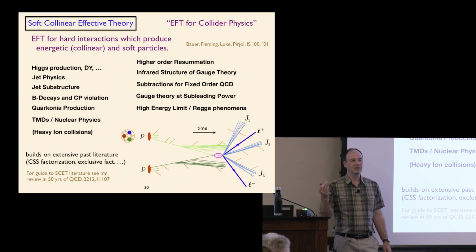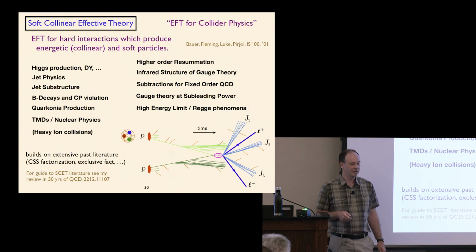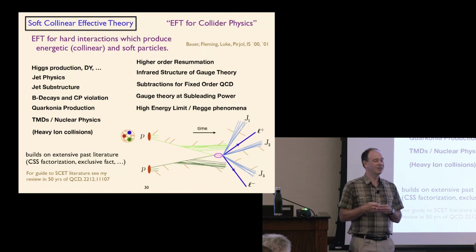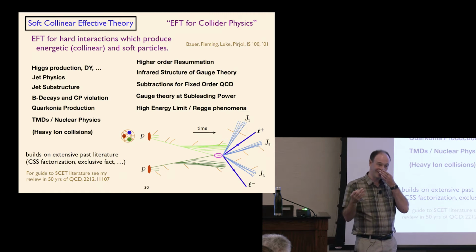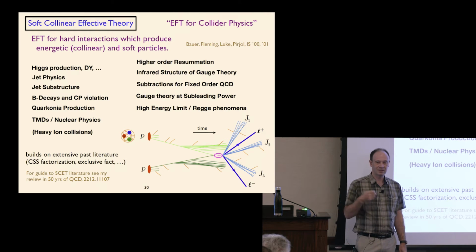Subtractions, Keith already mentioned this in his talk yesterday, but understanding factorization for subtractions, in particular this example of N-jettiness, is something that was done with SCET. You can do subleading order. So we all understand what QCD looks like in collinear limits and soft limits at leading order, but what does it look like at subleading order? What's going on? This is something where you can use the effective theory to explore.